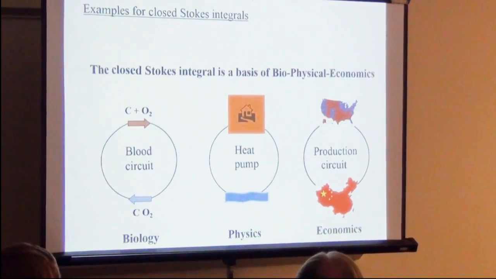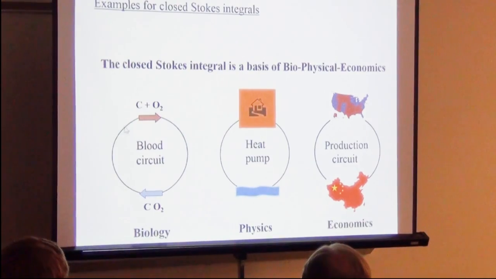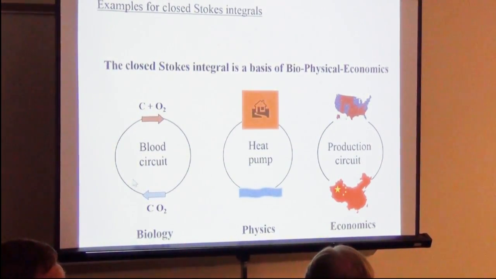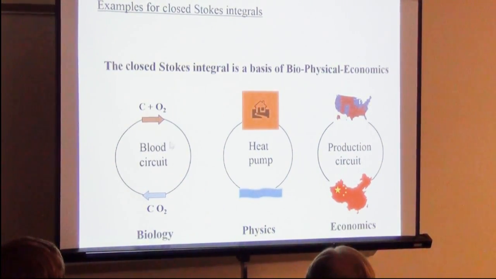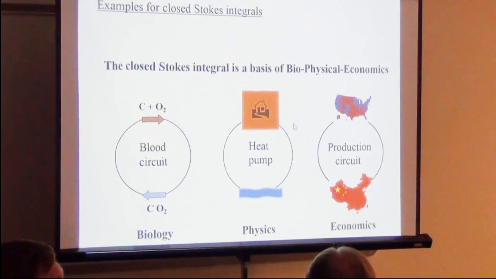In biology, we have the blood circuit. The blood circuit in the arteries carries oxygen and energy, and the veins on the way back carry carbon dioxide. So the difference in energy goes to our body. In physics, we can withdraw heat with little energy from a cold river and heat up a warm house, and then withdraw again with little energy heat from a cold river and heat up a warm house. This is called a heat pump, and that's very effective.